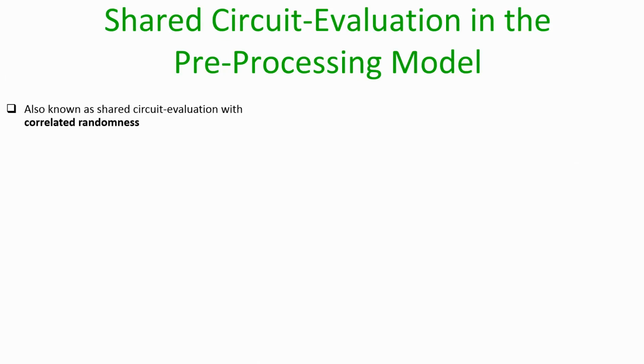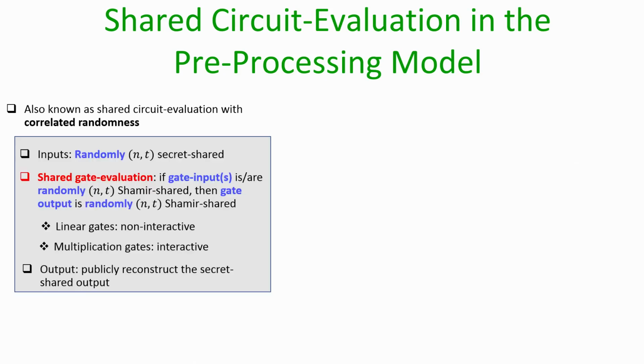This process is also called shared circuit evaluation with correlated randomness. So, this was the blueprint of shared circuit evaluation: you secret share the inputs, then evaluate each intermediate gate in a secret shared fashion, and then finally go and reconstruct the function output.